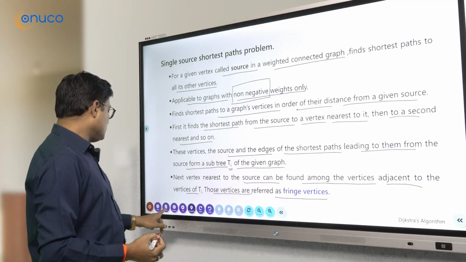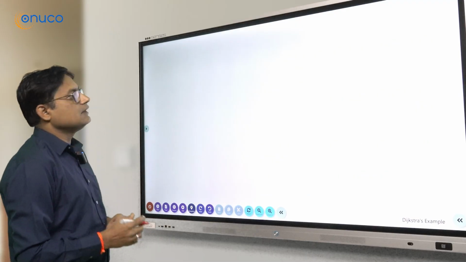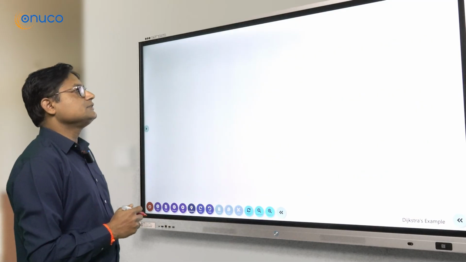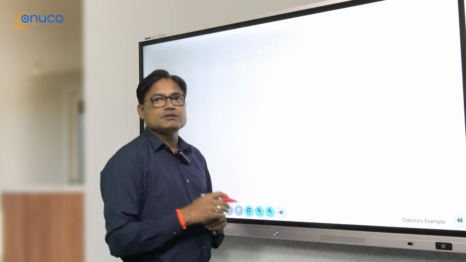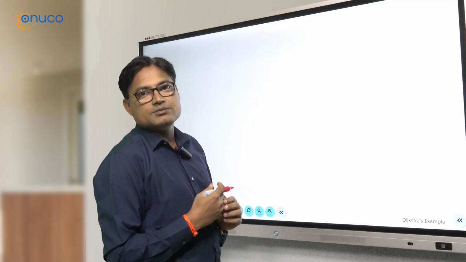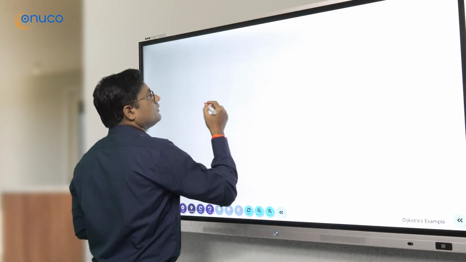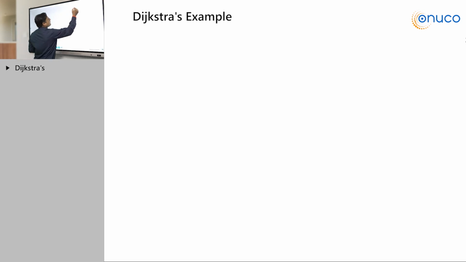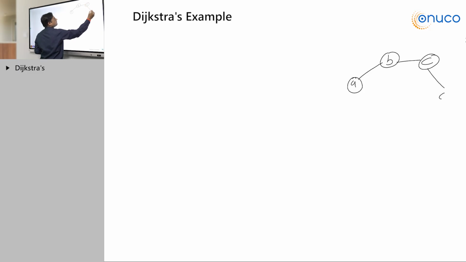So let us see how exactly we are going to perform the task in Dijkstra's algorithm, and thereafter we will discuss how to write the algorithm. All right. So say we have a vertex A, we have B, we have C, we have D, and we have E.